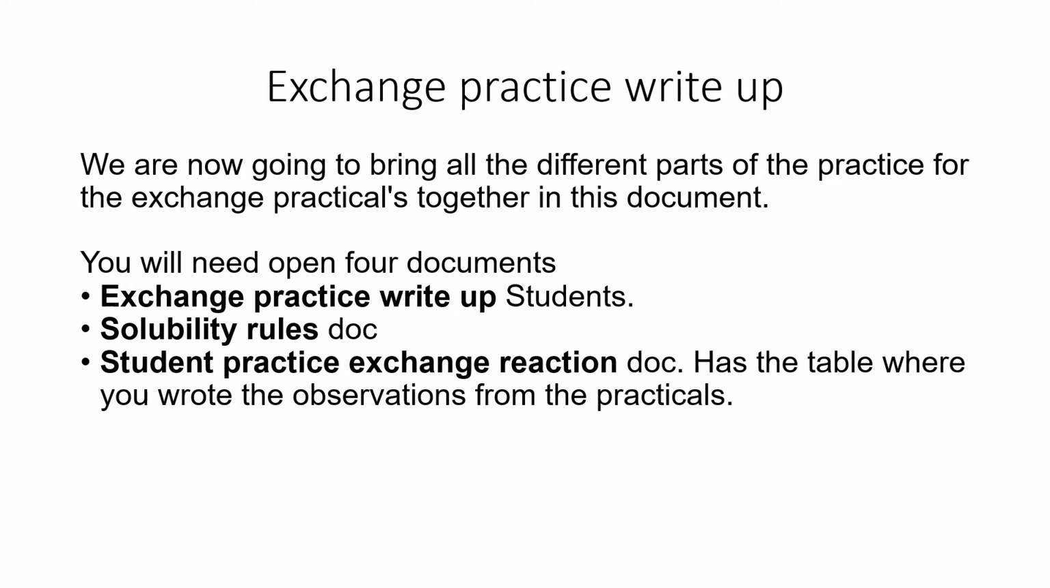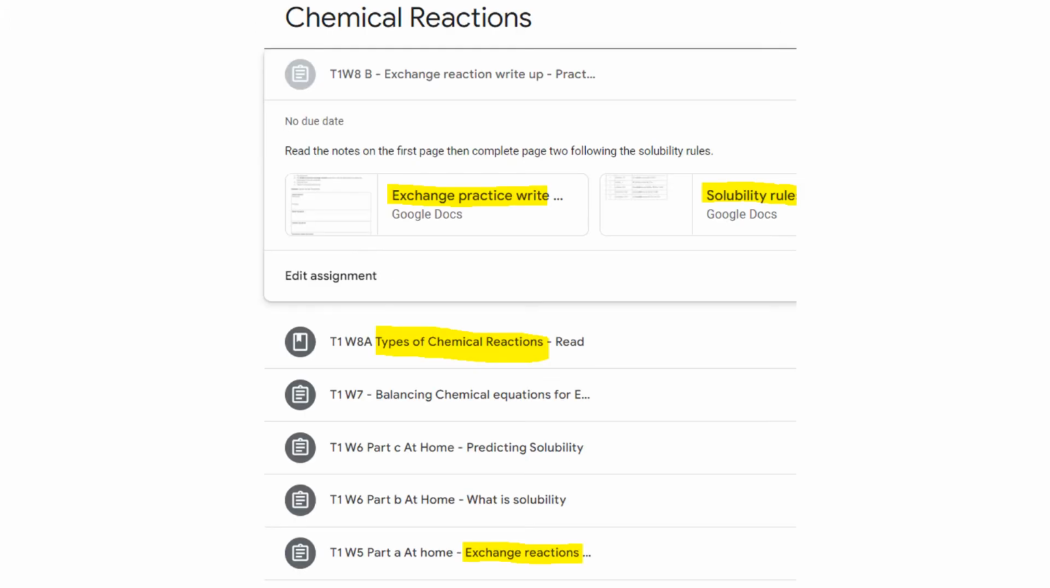This is the one with the table where you wrote down your observations for the practicals that you carried out, and a document that told you about the 4 different types of chemical reactions. This is where you can find the 4 documents in Google Classroom. So the exchange practice and solubility rules should be together. There should be a document titled somewhere, types of chemical reactions, and the last one will be your exchange reactions. You either carry this one out at home or at school.